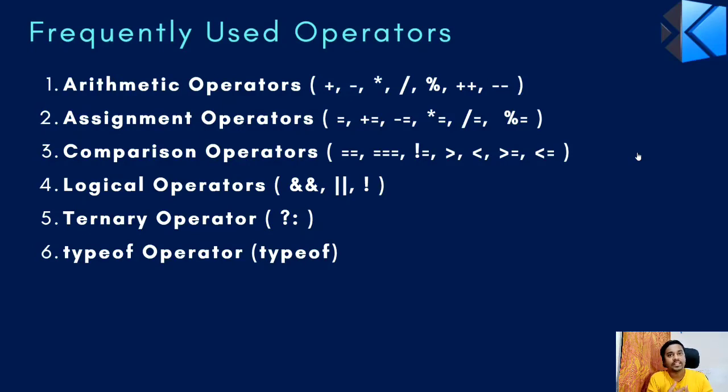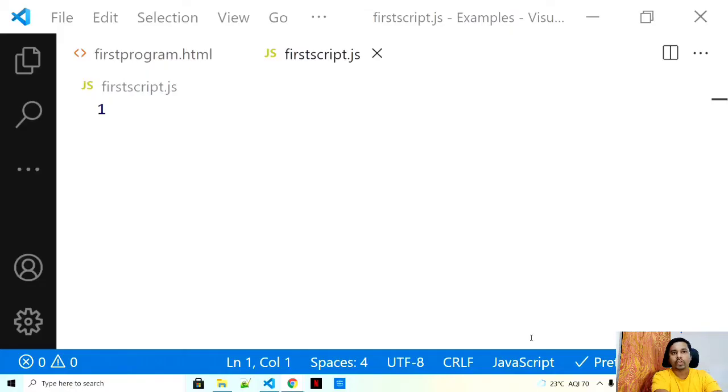Basically today's second operator, but overall third in our list, that would be our comparison operator. So we have equal to, triple equal to, not equal to, greater than sign, less than sign, greater than equal to, and less than equal to. So we are gonna see all. Let's jump into our program and let's test out our first operator.